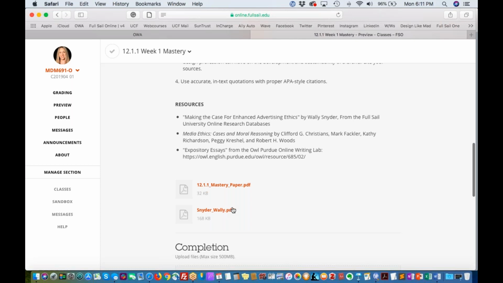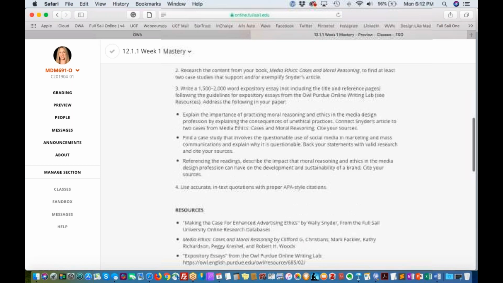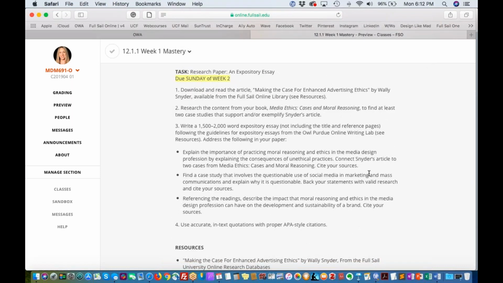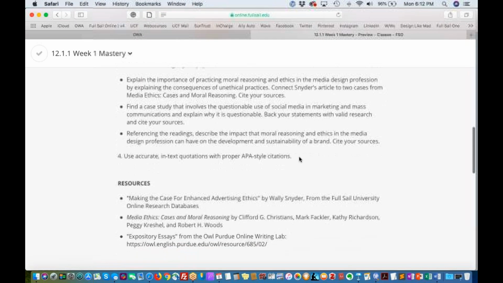So download the PDF by right-clicking it. Make sure your media ethics book is downloaded into your VitalSource bookshelf. If you don't have that, then contact FSO support immediately, because we're going to be referencing the book a couple more times this month. So you want to make sure you're referencing the reading and making those connections with the Snyder article about making the case for enhanced advertising ethics. He's talking about how it's the designer's responsibility, and the responsibility of the people creating the advertising, to include a deeper understanding of what these ethics should be. So we want to make sure that's all being taken care of.